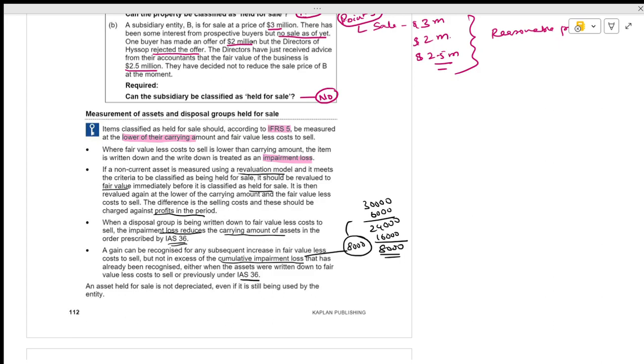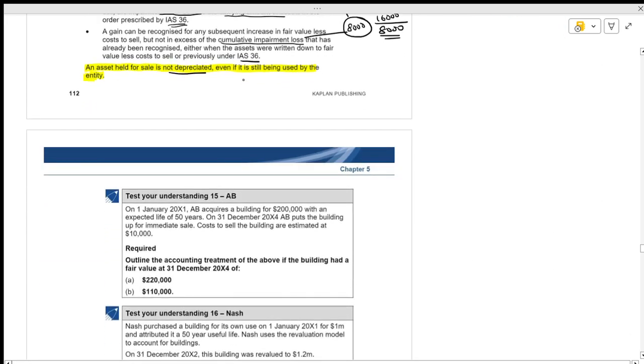An asset held for sale is not depreciated. If you have identified an asset held for sale, it is not depreciated, even if it is still being used by the entity.